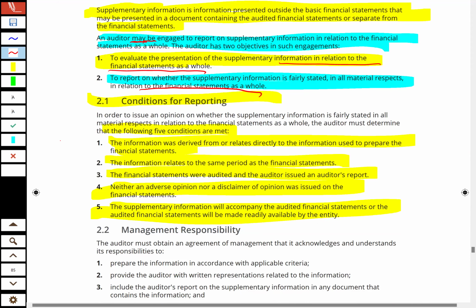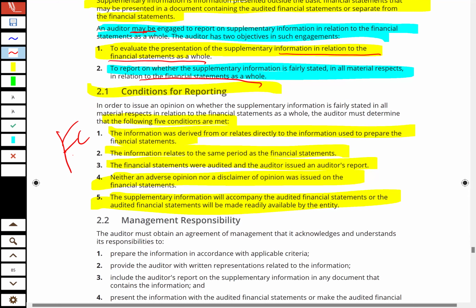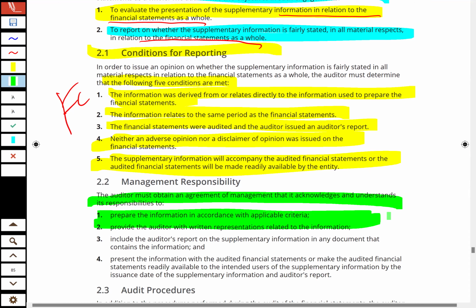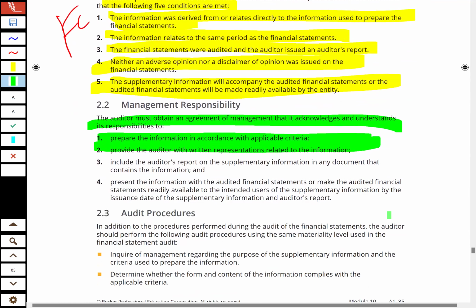Flashcard that. Management is responsible for what? For preparing the supplemental information and providing the auditor with a written representation. So now you're going to ask them, hey, give me something that says you prepared this information appropriately. Just flashcard those couple of ones for management's responsibility.